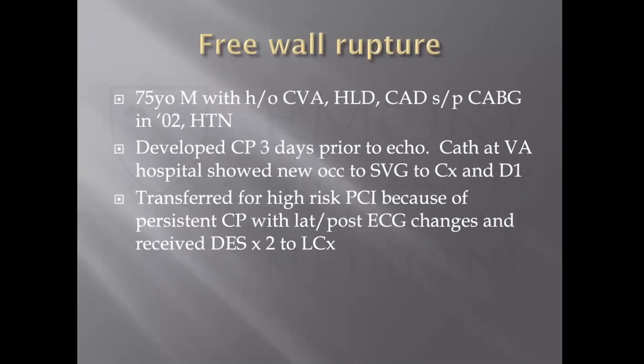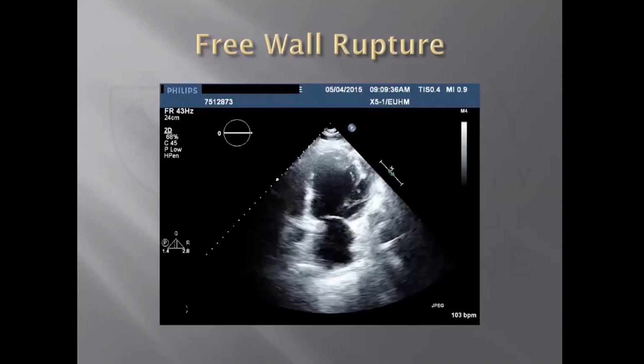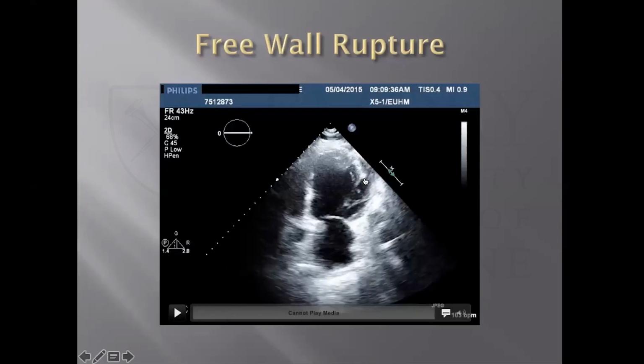One case: a 75-year-old gentleman with multiple vascular history, had chest pain for 3 days prior to getting an echo, was at the VA and showed a new occlusion of a vein graft. The patient was transferred for high-risk PCI. The patient had persistent chest pain and lateral EKG changes, and was stented to the native circumflex. And then it was realized this patient probably had, because the presentation was late, a rupture. It's hard to see here, but there was a full defect, a gap in the myocardium. Sorry this doesn't play, but it was a big lateral rupture.